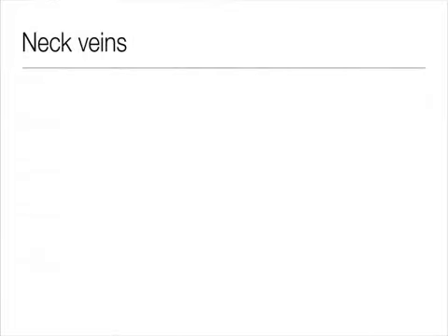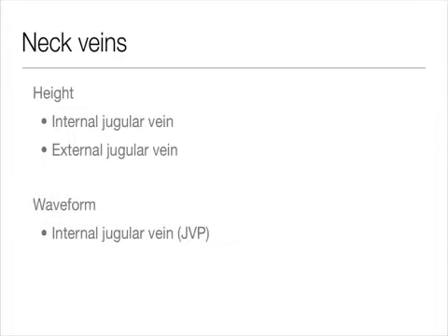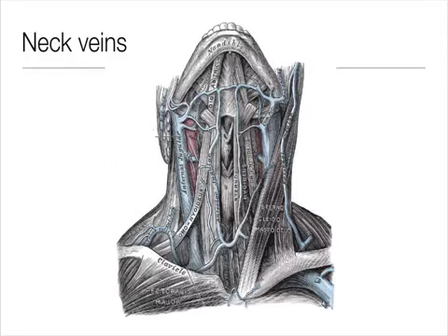Next we'll move up to examine the neck veins. There's lots of information you can gain from the neck veins, and you want to know the height, and measuring the height can give you a reflection of right atrial pressure and hence right heart function, and you can assess the height of the internal jugular vein, and if that's not visible you can assess the height of the external jugular vein. You also want to know the waveform of the internal jugular vein, and this is called the jugular venous pressure. So here's a diagram to illustrate the anatomy of the neck veins.